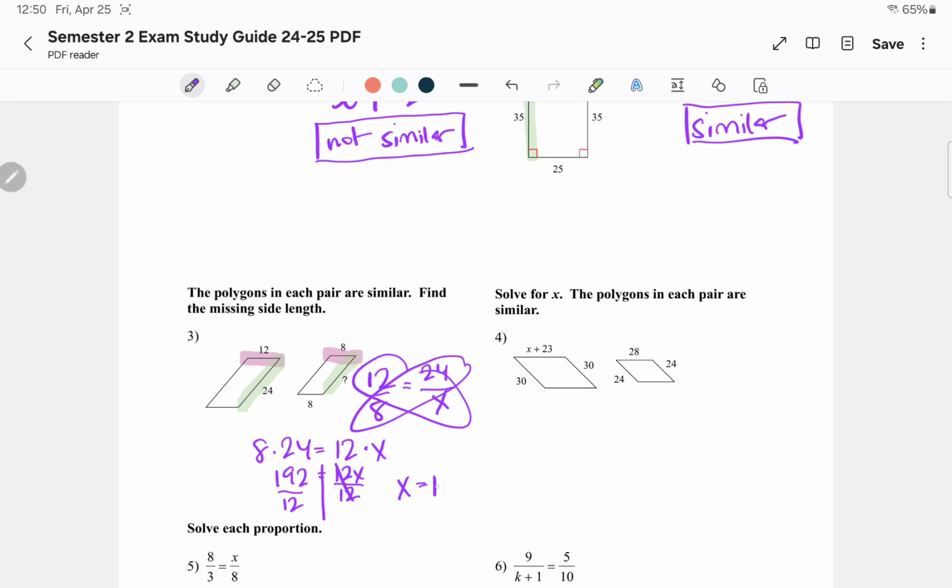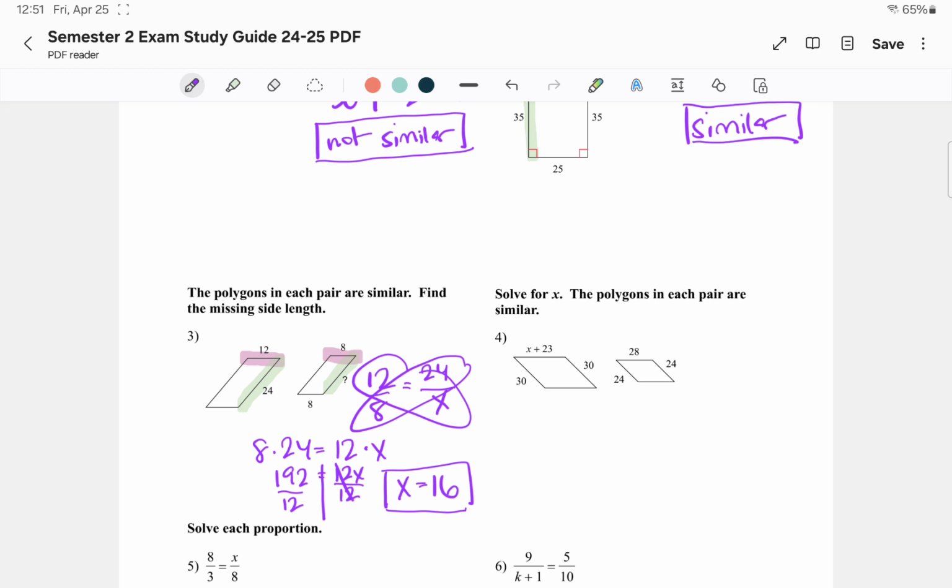Another way to think of it is that 24 is twice 12, so this would be twice. That's why I know it's going to be 16. But just solve it like this, so you will get the right answer every time, okay?